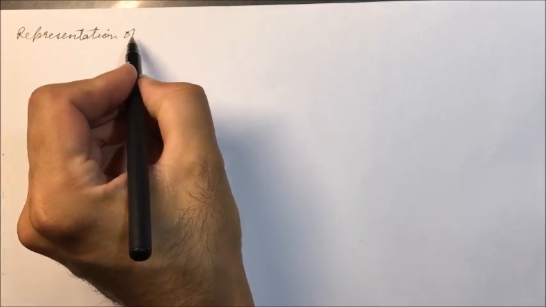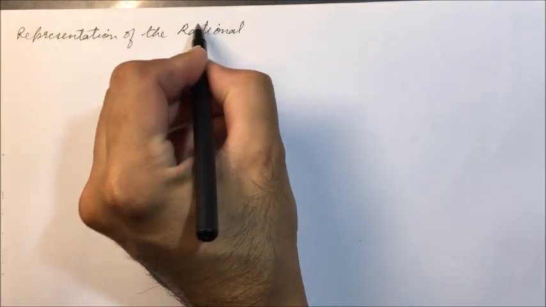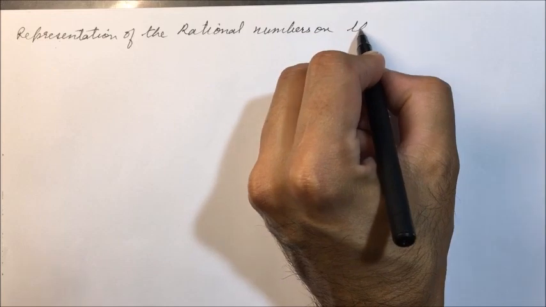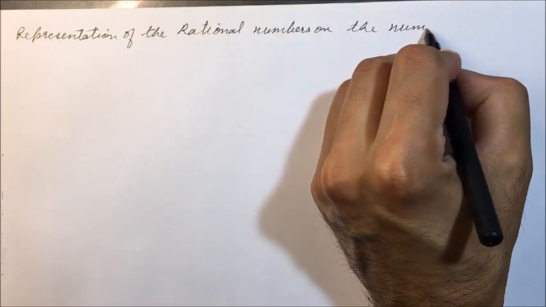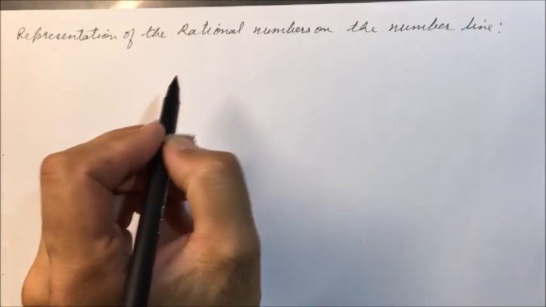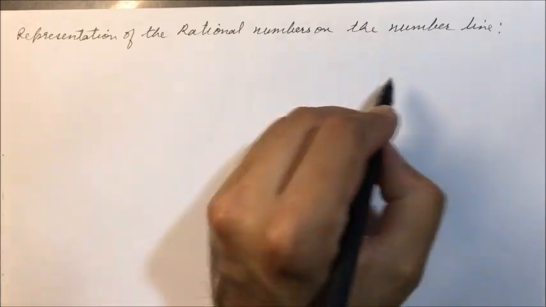Hello, today we'll be discussing representation of rational numbers on the number line. We all know what the rational numbers are and how they are defined. Today we'll be representing them on a number line.